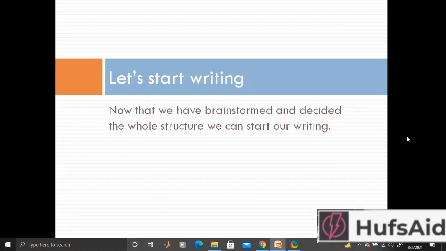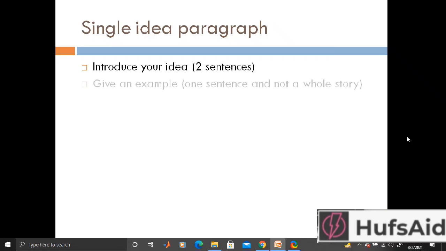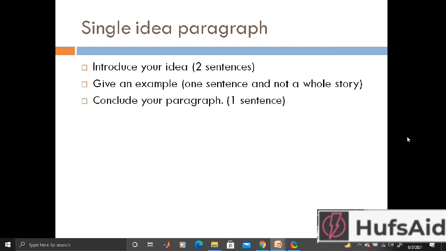So for the single idea paragraph, what am I going to do? I'm going to introduce my idea, and for that I need to write at least two sentences. Then I'll give an example as evidence in support of my idea. For the example, the common mistake is that students start explaining the whole idea with the help of the example. No, you don't need to do that. You are just supposed to give a single sentence in support of your idea. The last thing is that you need to conclude your paragraph. For the conclusion, I just need a single sentence, not more.